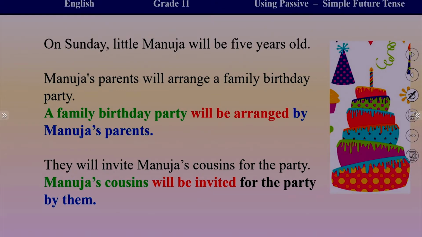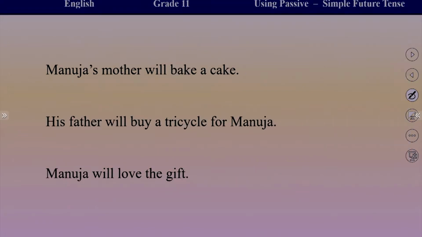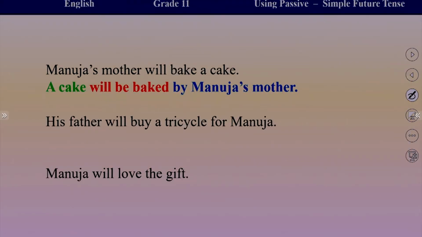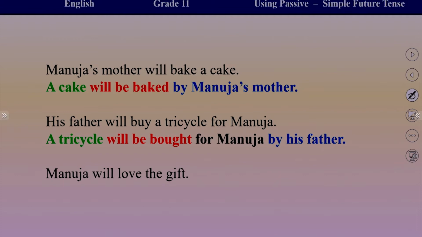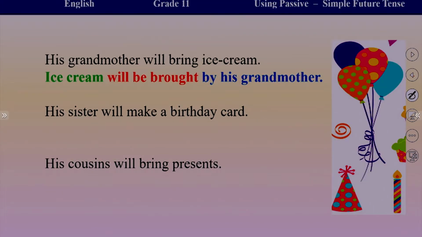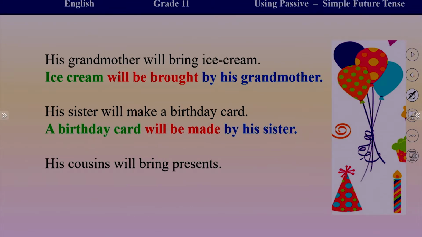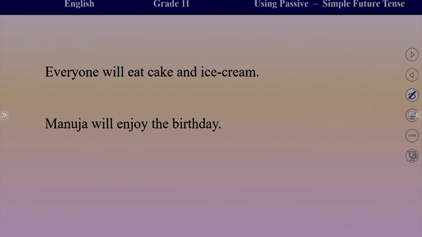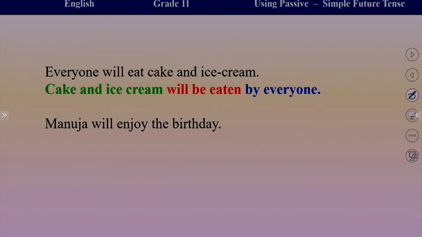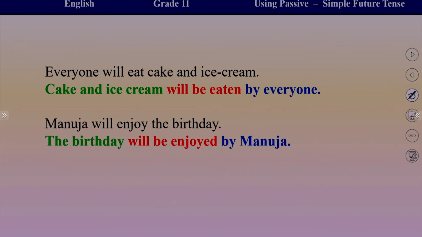Manuja's cousins will be invited for the birthday party by them. A cake will be baked by Manuja's mother. A tricycle will be bought for Manuja by his father. The gift will be loved by Manuja. Ice cream will be brought by his grandmother. A birthday card will be made by his sister. Presents will be brought by his cousins. Cake and ice cream will be eaten by everyone. The birthday will be enjoyed by Manuja.